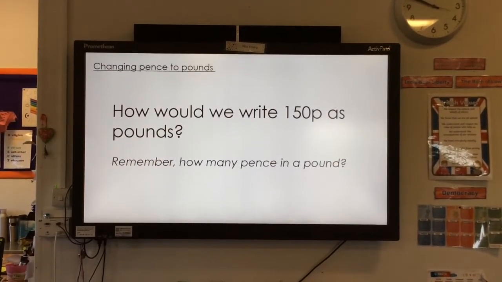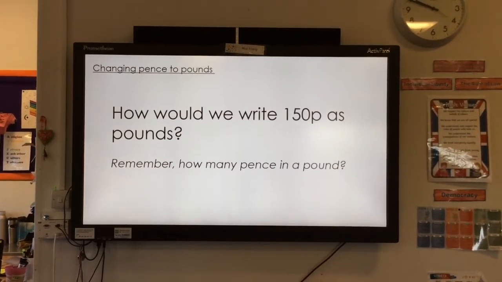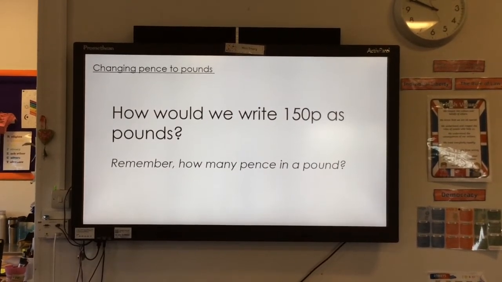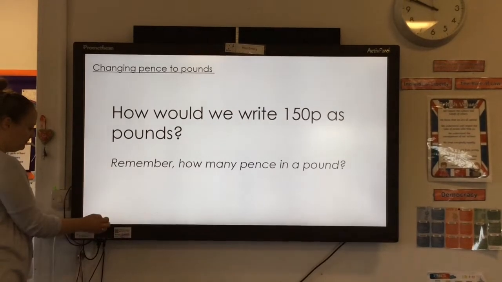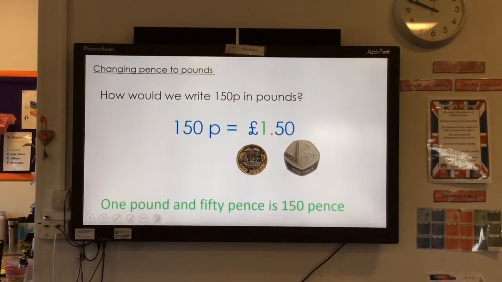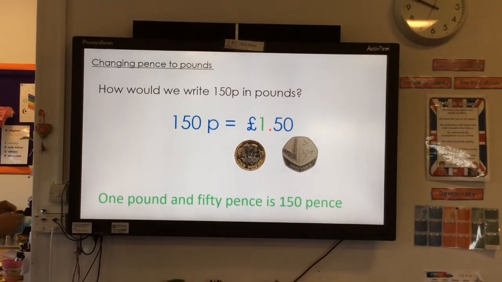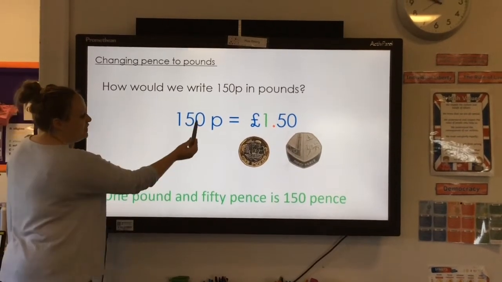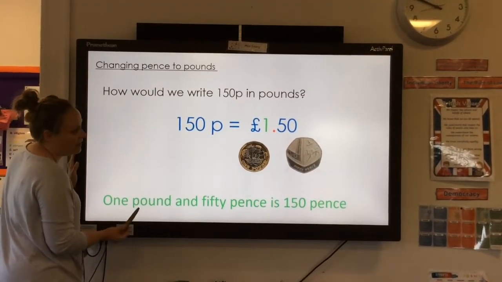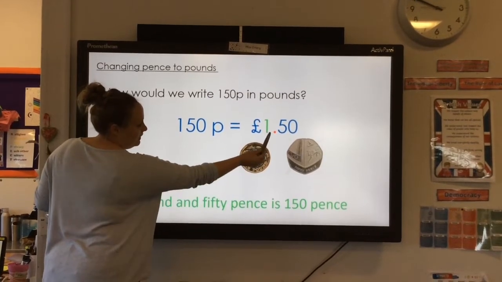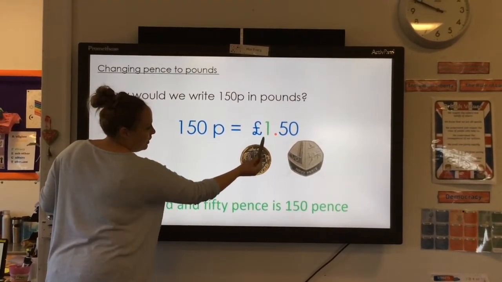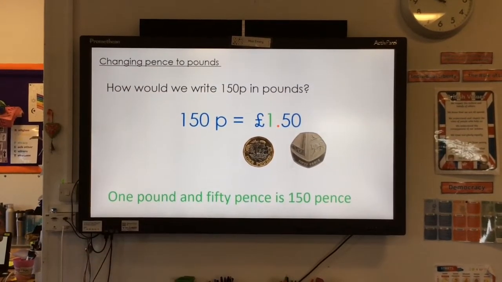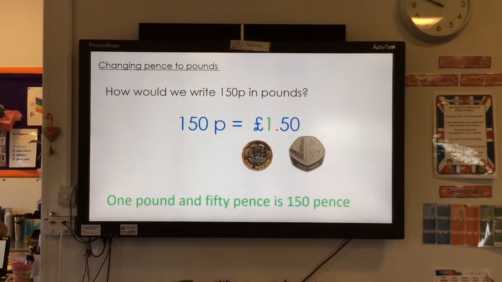How would you write 150p as pounds? Remember, how many pence are in a pound? If you've got 150 pennies, remember that £1 has 100 pennies in it. And then you've got 50p left over. So you have £1 with your decimal point for pounds and pennies, £1 and 50 pence. £1 and 50 pence is 150 pence.